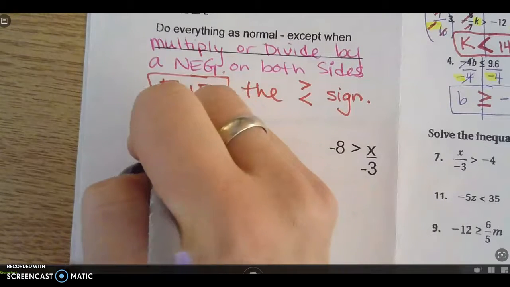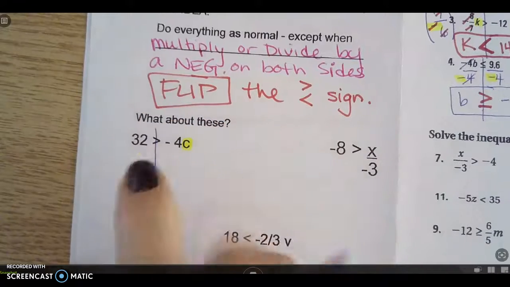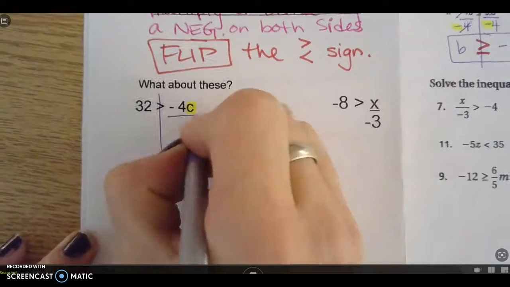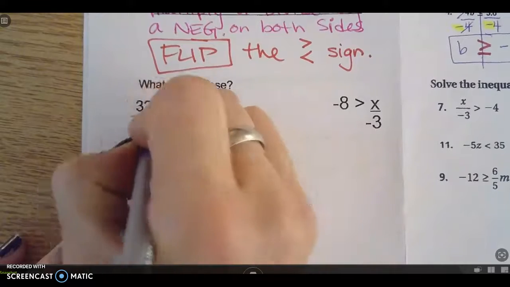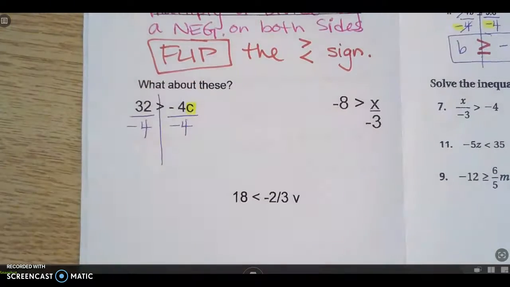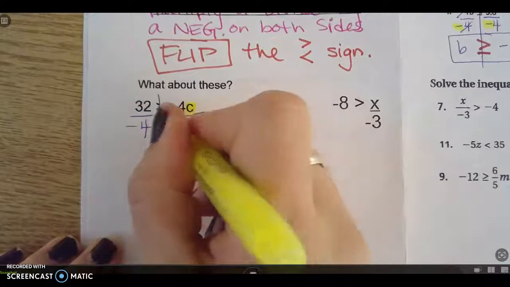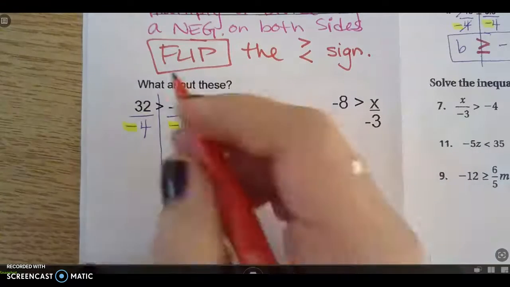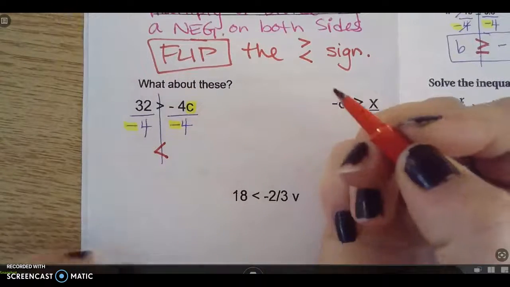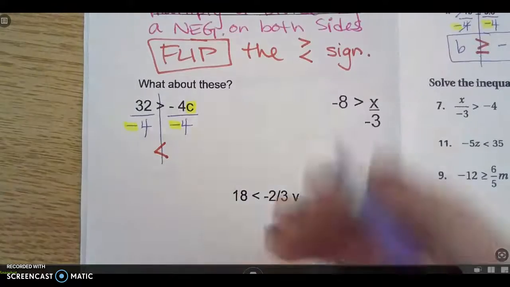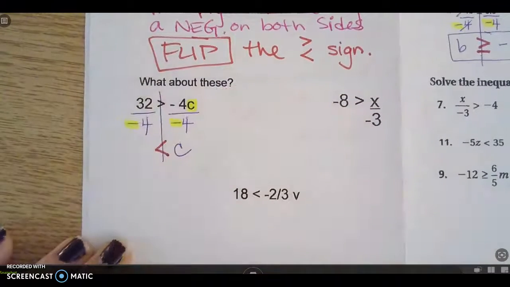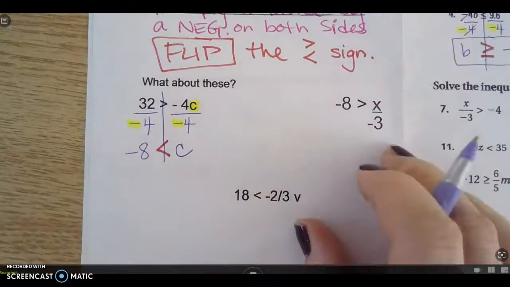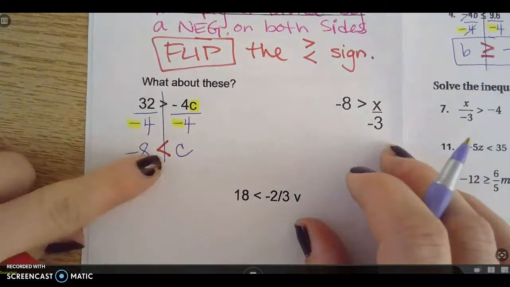All right. Draw the line down the middle. Trying to get this C by itself. So I know I'm going to have to divide by -4. Divide by -4. Okay, we noticed that we divided by a negative on both sides. So right away, that means that this symbol, my inequality sign, has to flip. Now it's going the other way. Bring everything down. C. And 32 divided by -4 is -8. Okay, so we got the flip.